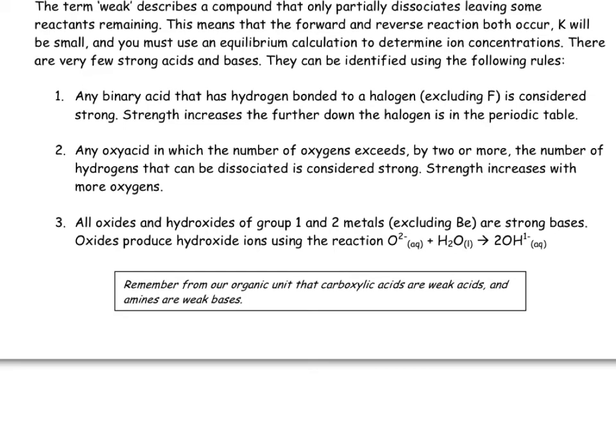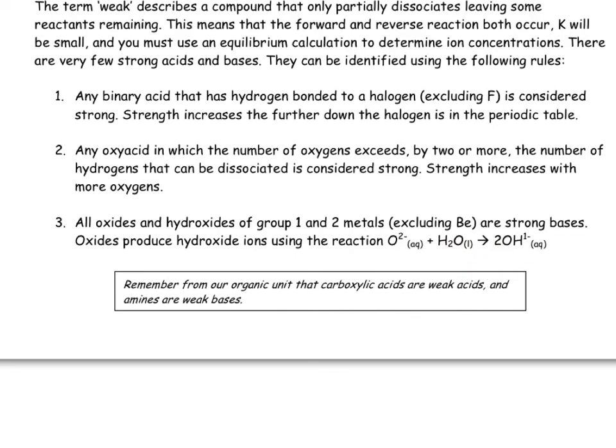And rule number 3. All oxides and hydroxides of group 1 and 2 metals, excluding beryllium, are strong bases. Oxides produce hydroxide ions by reacting with water and making 2 hydroxide ions, as shown in this equation.